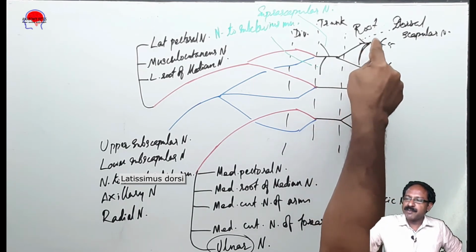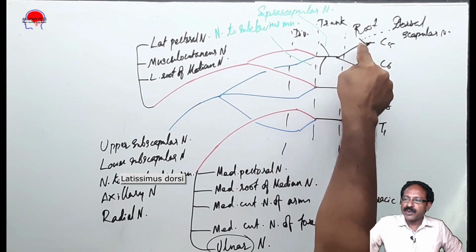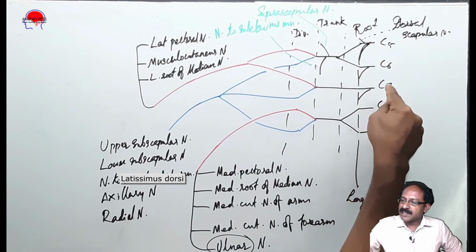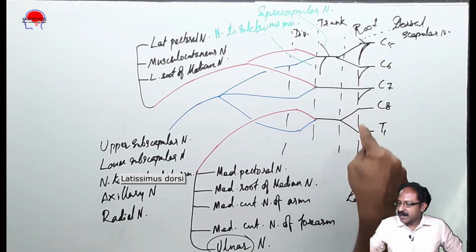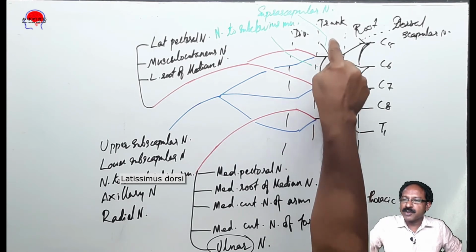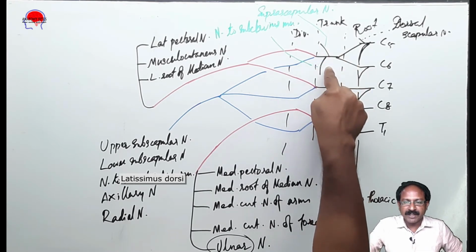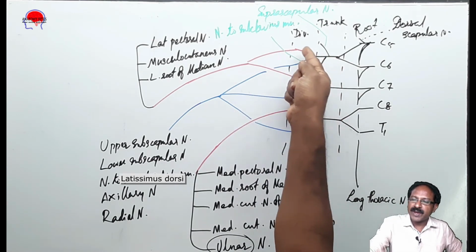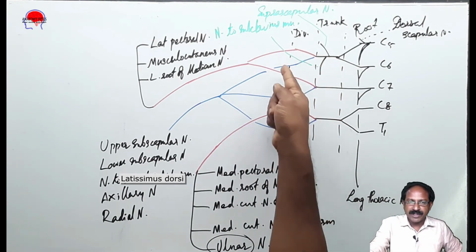The branches arising from the root are, from the C5 root arises the dorsal scapular nerve. From C5, C6, C7 arises the long thoracic nerve. The branches arising from the upper trunk, suprascapular nerve and nerve to subclavius muscle. Roots do not have any branch. Each trunk divides into anterior and posterior divisions.